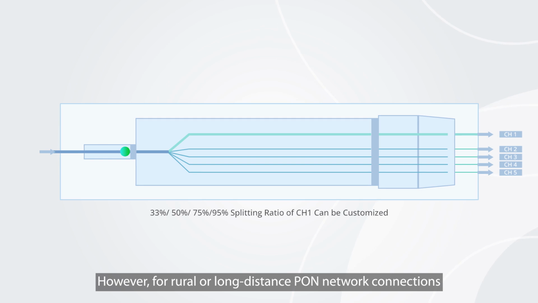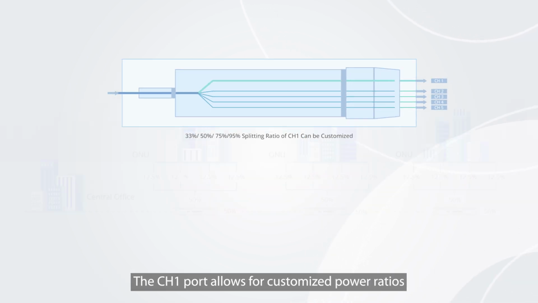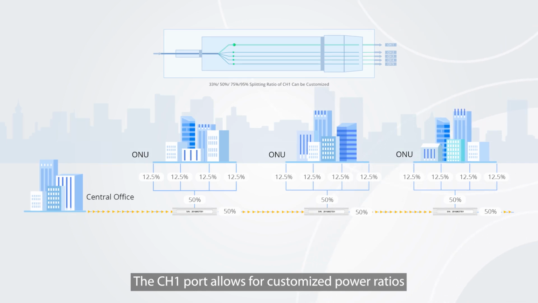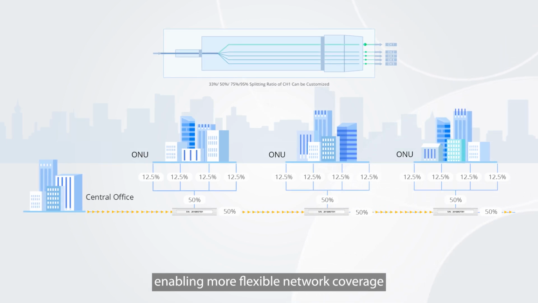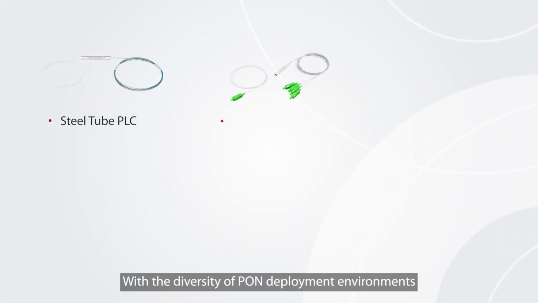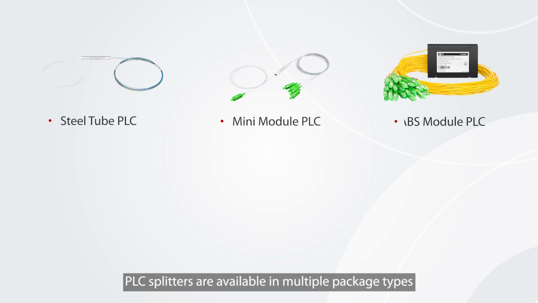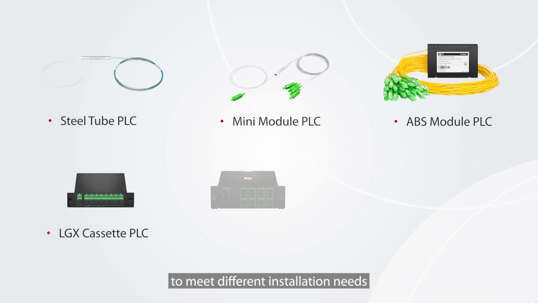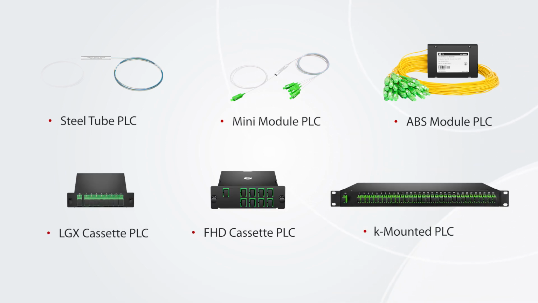However, for rural or long-distance PON network connections, unbalanced splitters are more suitable. The Channel 1 port allows for customized power ratios, enabling more flexible network coverage. With the diversity of PON deployment environments, PLC splitters are available in multiple package types to meet different installation needs.